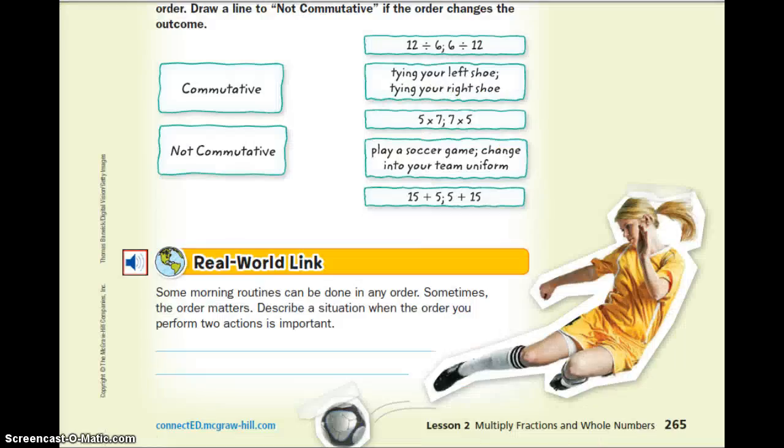Well, let's go ahead and read the real world link. Some morning routines can be done in any order. Sometimes the order matters. I'm going to describe a situation when the order you perform 2 actions is important. Well, I think you have to put on your socks before your shoes, so let's put socks before shoes.